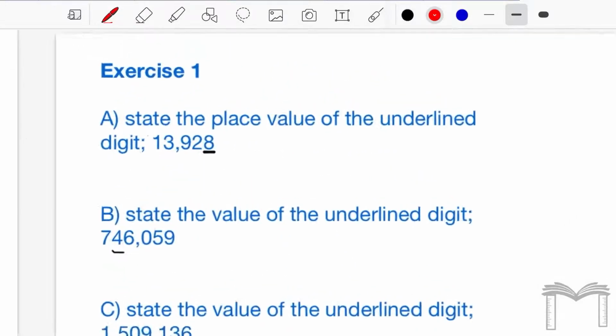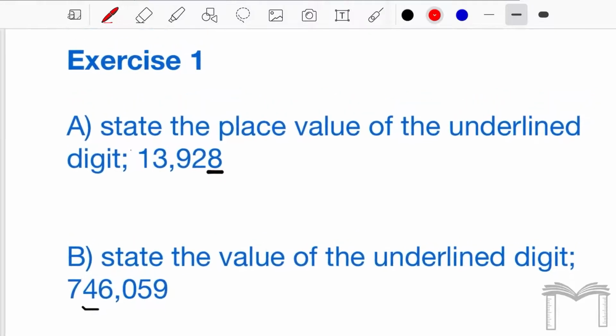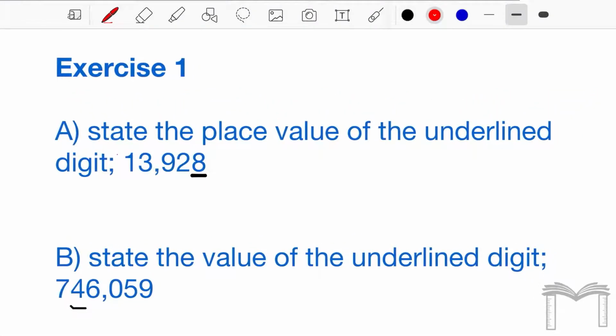A. State the place value of the underlined digit. So we are seeing that the 8 is underlined and the 8 is in the ones position, or the place value of the 8 is ones.